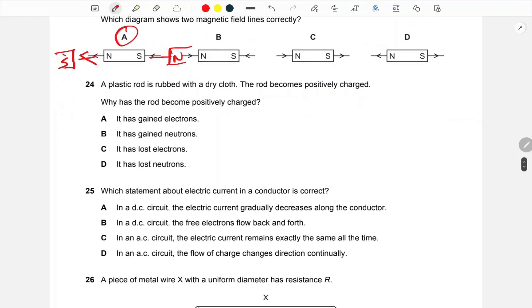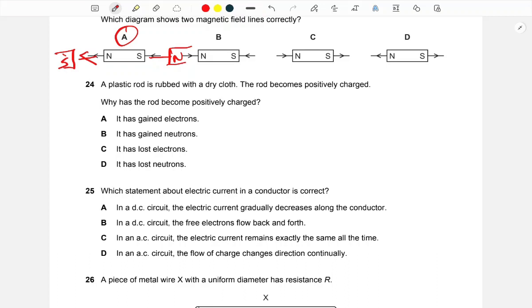Number 24. A plastic rod is rubbed with a dry cloth. The rod becomes positively charged. Why has the rod become positively charged? So it becomes positively charged because it loses electrons. Now it doesn't gain protons because protons do not move.